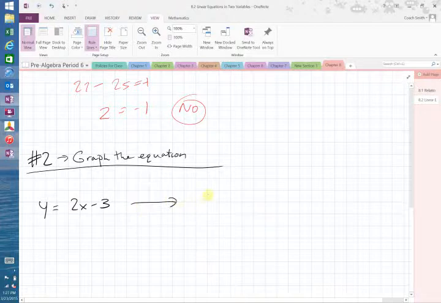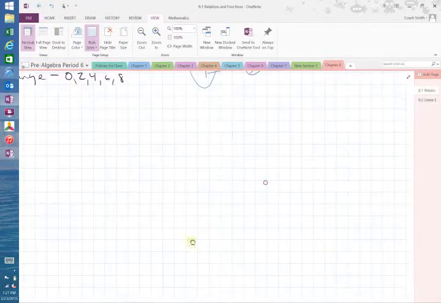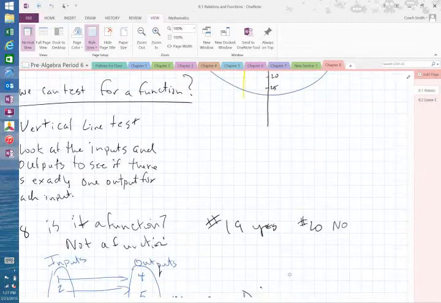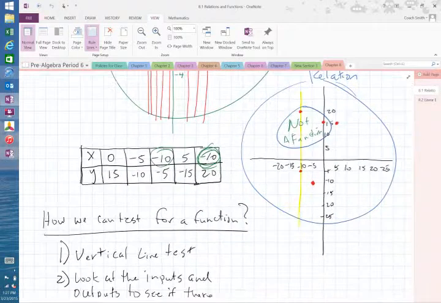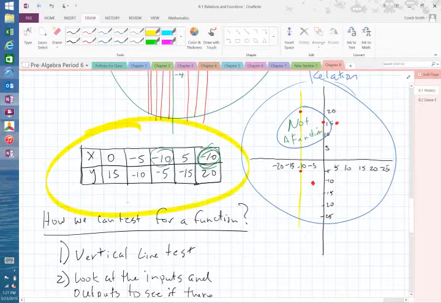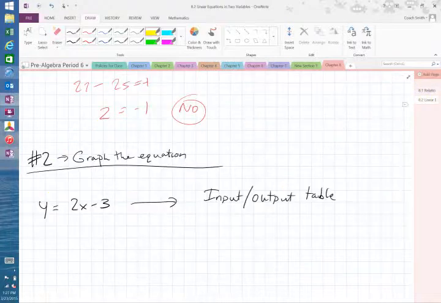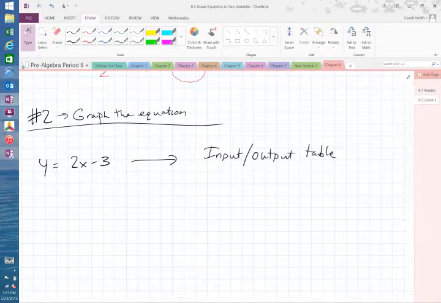They want you to do an input-output table. Okay? Now, let's remember back to Section 1. Remember in Section 1, we had our input-output table. And what did we have? We had x and y, correct? Okay. Well, that's what they're wanting you to do here. They're wanting you to make an input-output table for this equation, y equal 2x minus 3.